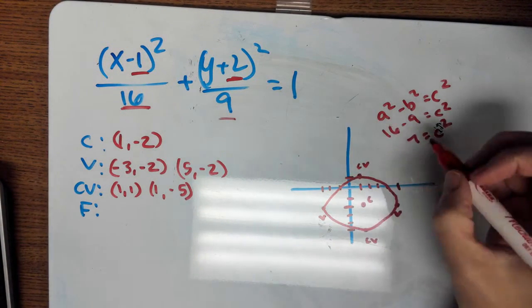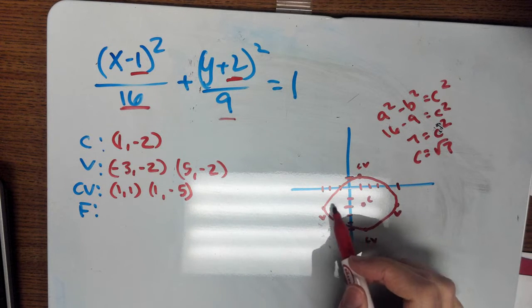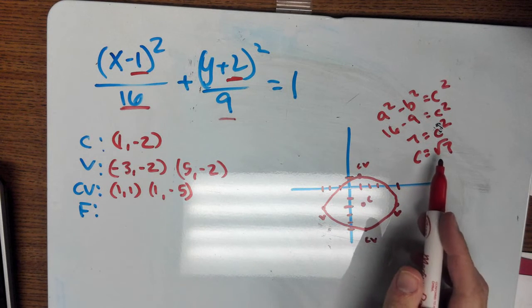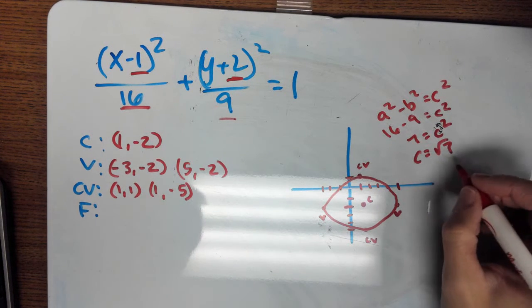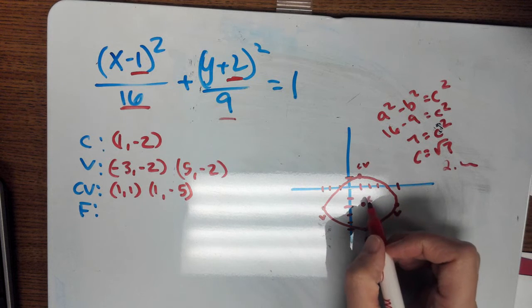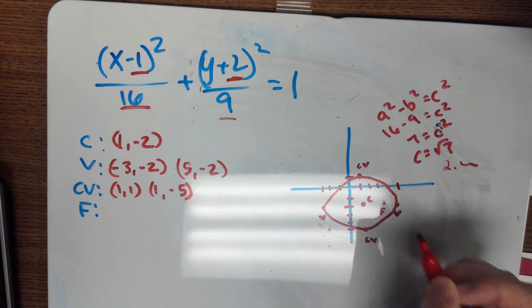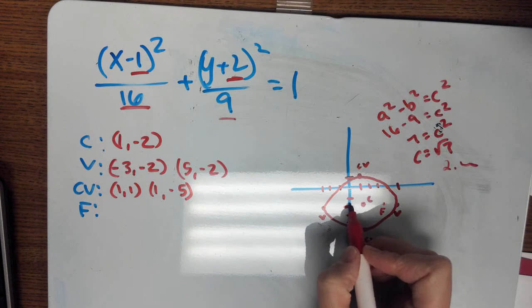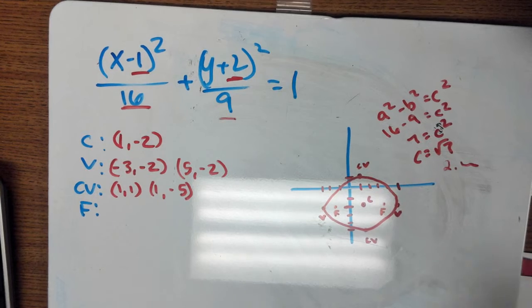So I am moving radical 7 units from the center in the direction of the vertex to get to that focus. That's the distance. So radical 7, what is that, 2 point something, so a decimal. So if you want to estimate on your graph, we're going a little bit over 2 units from the center towards the vertex, and those are my foci.